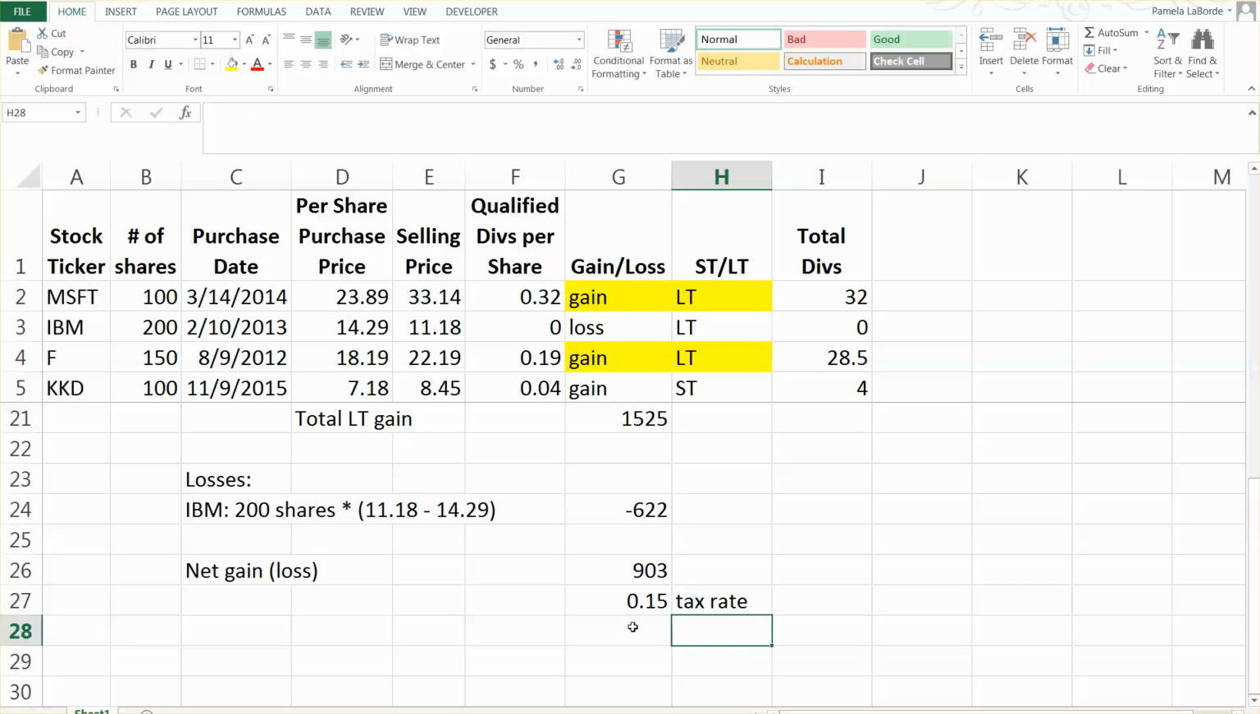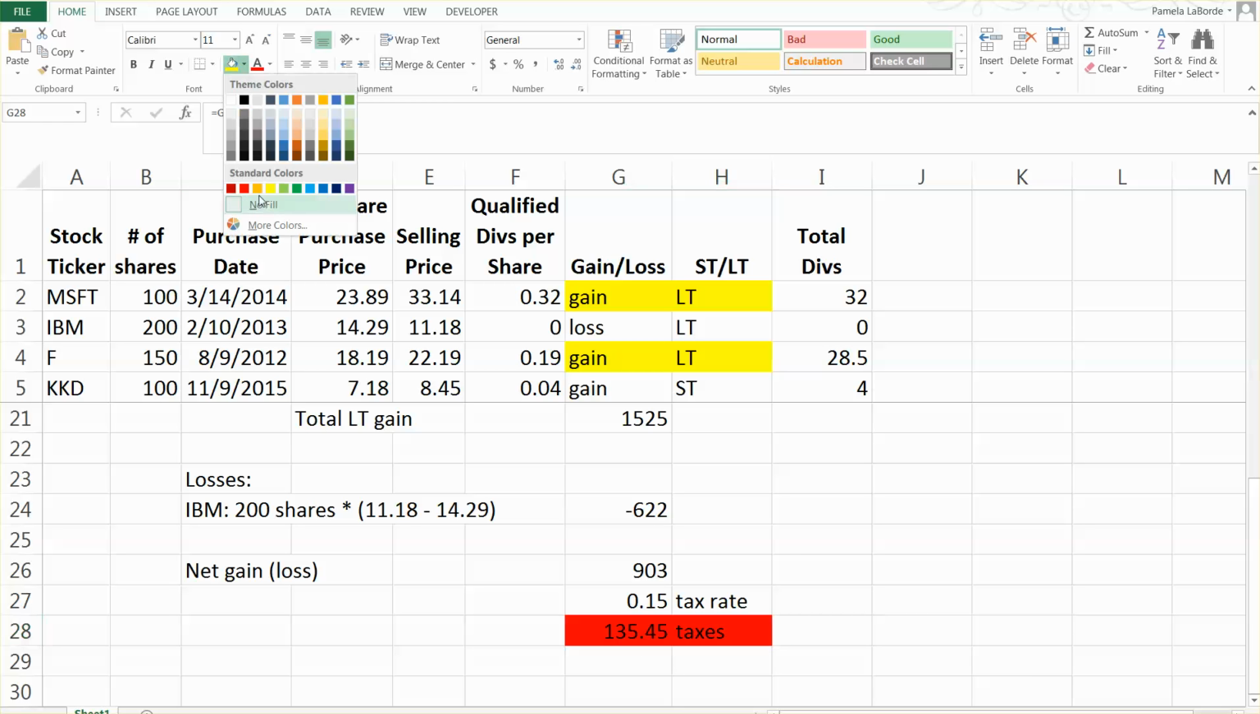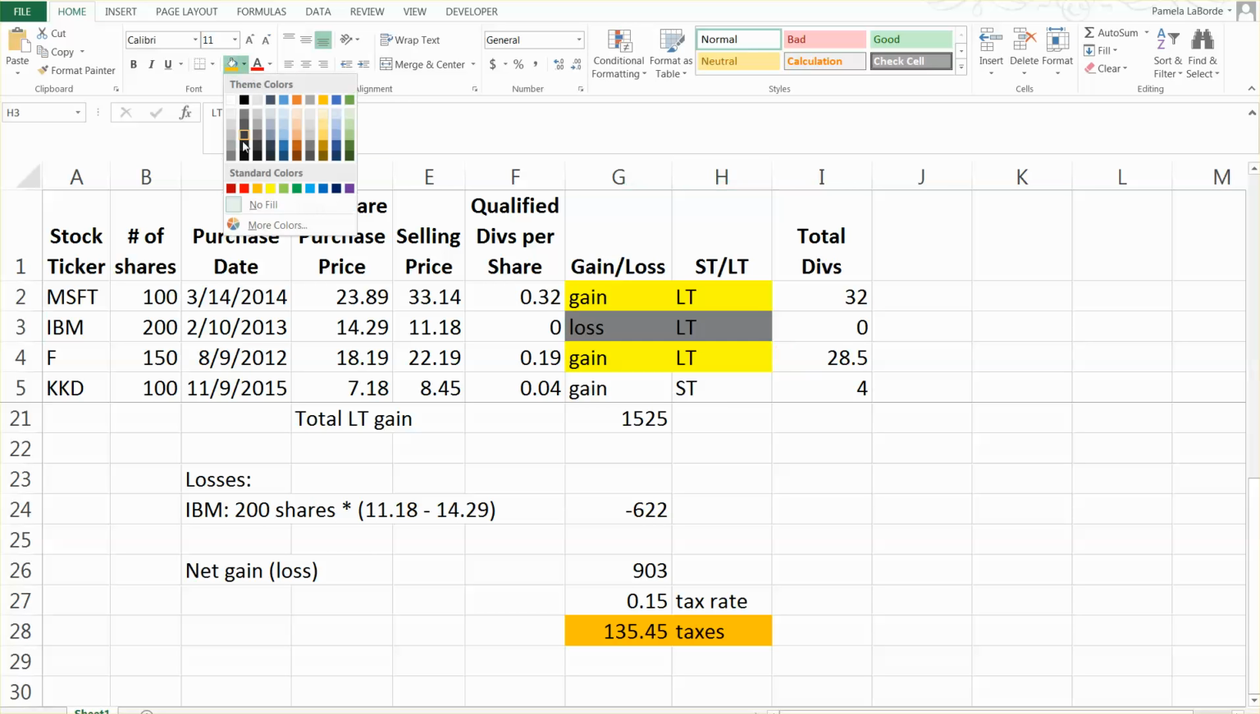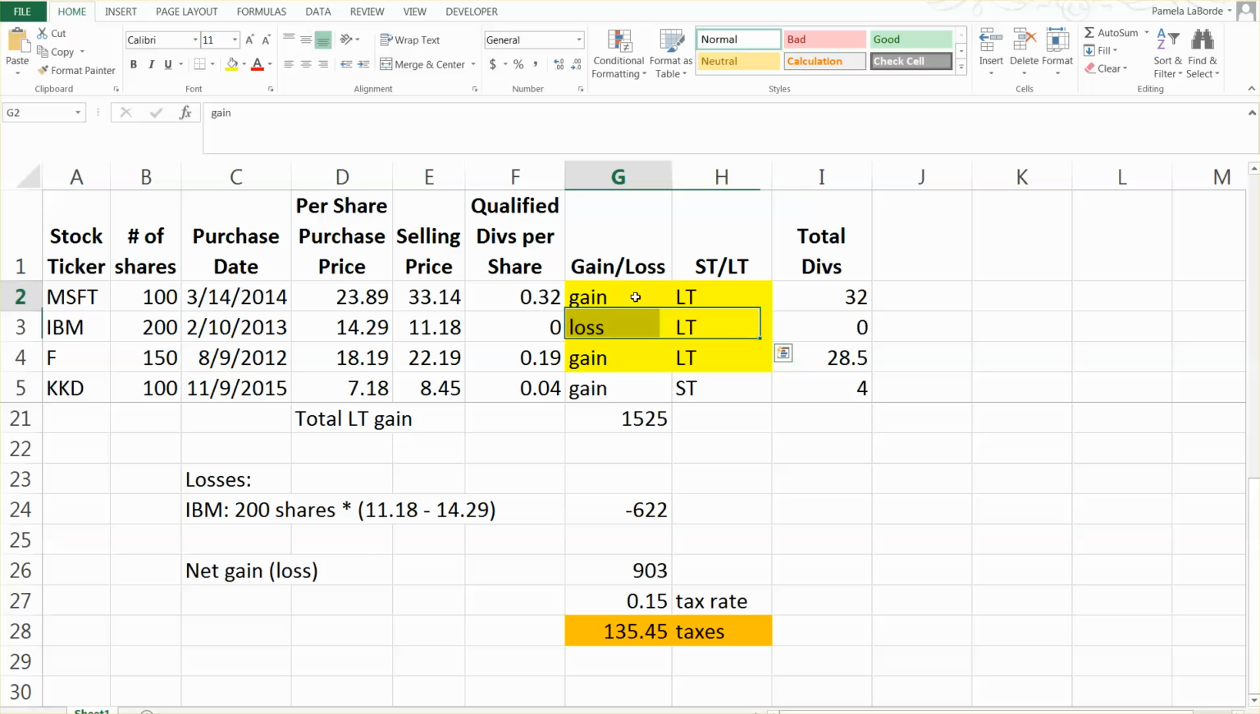because it is a long-term capital gain. To figure out the taxes that I owe on it, I'll take the 903 times the 15%. Here's what I owe in taxes on my long-term net capital gain. I'm going to highlight that in orange. That's the taxes I owe on my long-term net capital gain, which means I've also dealt with this loss. I'm going to code them all yellow because I've dealt with all of those.